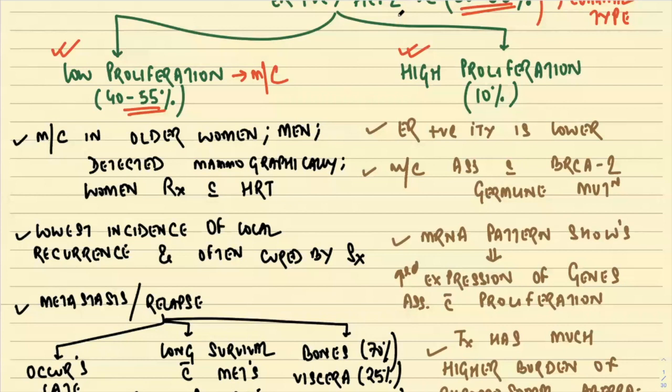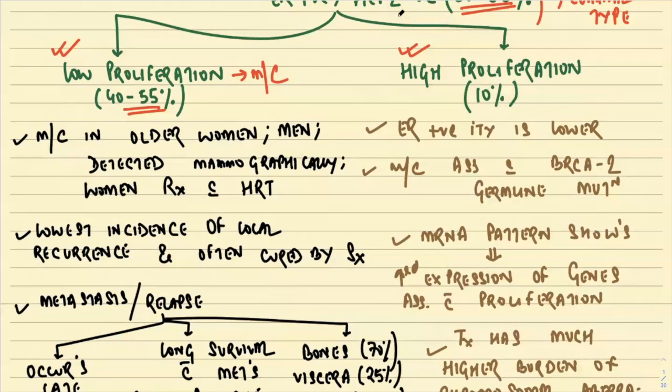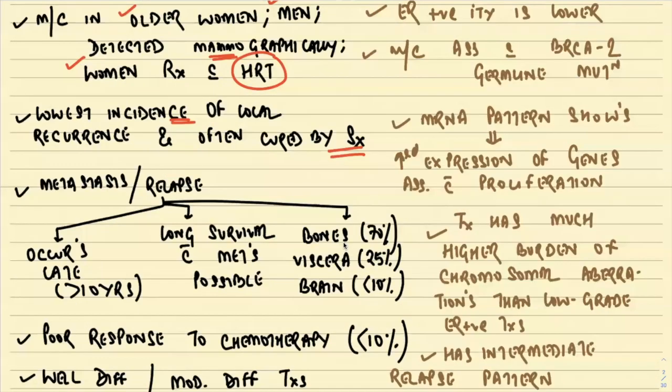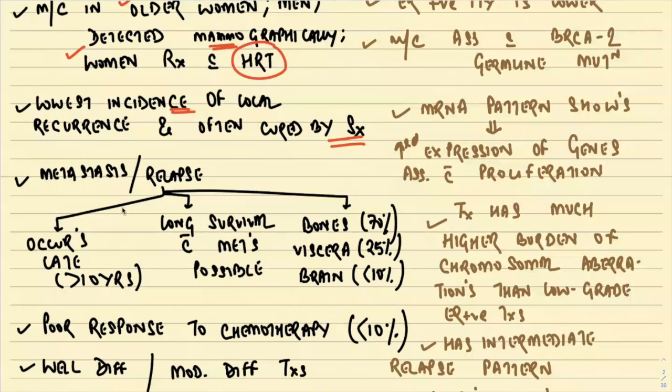First, I'm going to discuss in detail the low proliferation luminal variety. It is more common in older women as well as in men, and it is more easily detected by mammography. It is also common in women treated with hormone replacement therapy after menopause. This variety has the lowest incidence of local recurrence and can be cured by surgery. Metastasis and relapse do occur, but very late. So it is a good type of cancer.